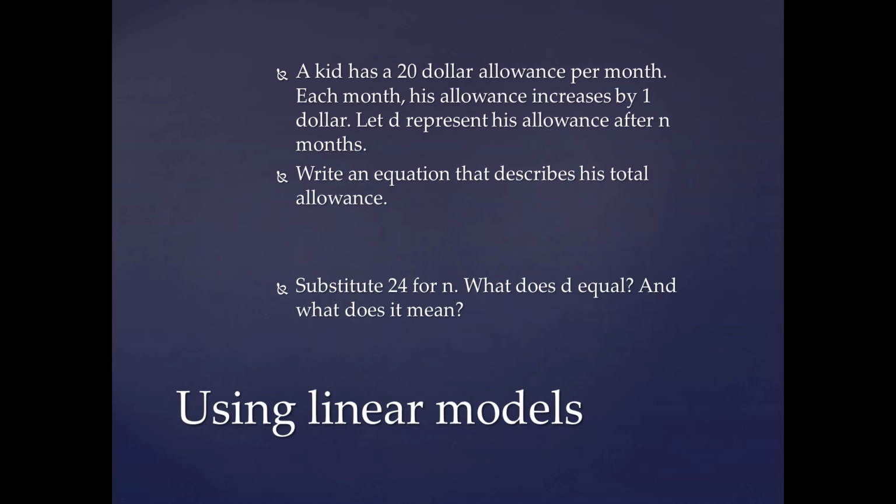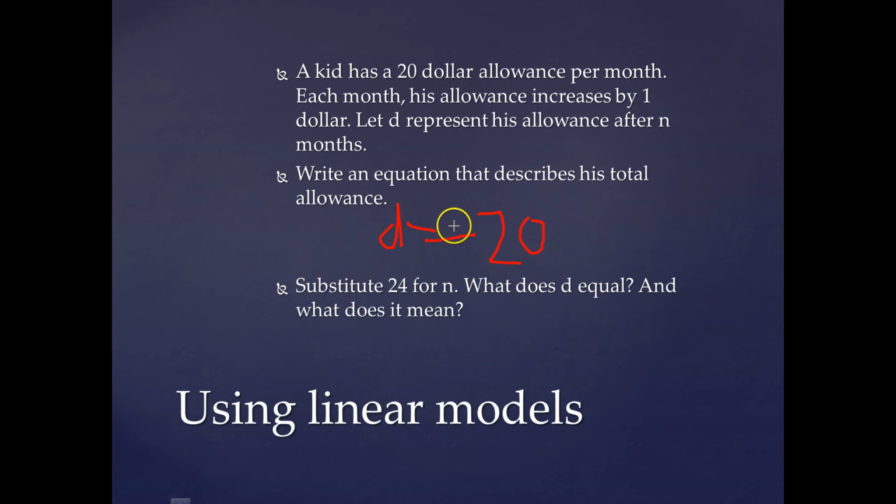So let's say a kid has a $20 allowance per month, and each month his allowance increases by $1. Let D represent his allowance after n months. Write an equation that describes his total allowance. We know that his allowance is called D, because we created a variable for it. We know that his allowance depends on the number of months. We know that initially he has a $20 allowance, and we know that his allowance increases by $1 every month.